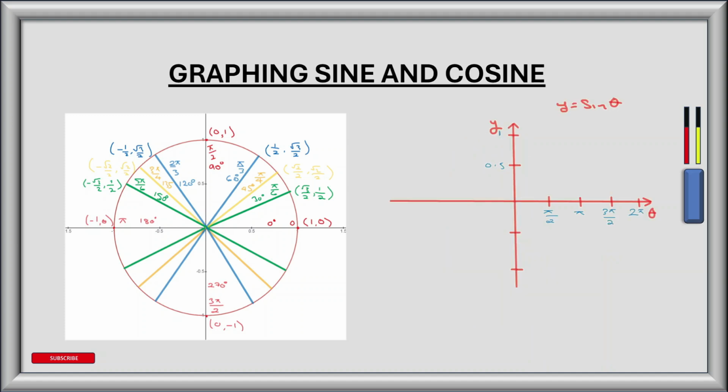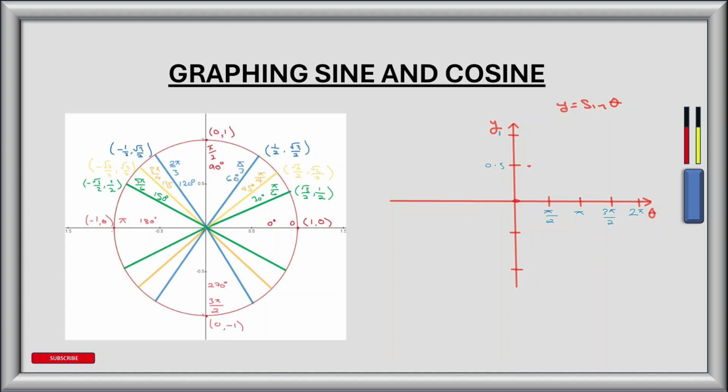If we now look at sketching the graph of y is equal to sine theta, we can see that when theta is 0, y is also 0. So the graph will start here. If we then move around the unit circle, we can see that when y is equal to a half, theta is 30 degrees or pi by 6. So it will be somewhere around here.